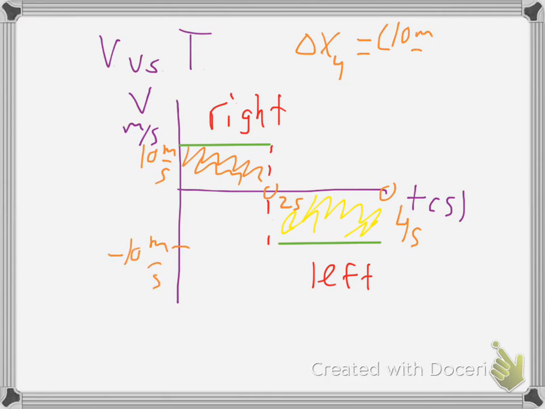So 10 meters per second times 2 seconds, plus, and then minus 10 meters per second. And then this time change is still only 2 seconds, from 2 to 4 seconds. Okay, so I think you can see that the answer here is going to be 0 meters.